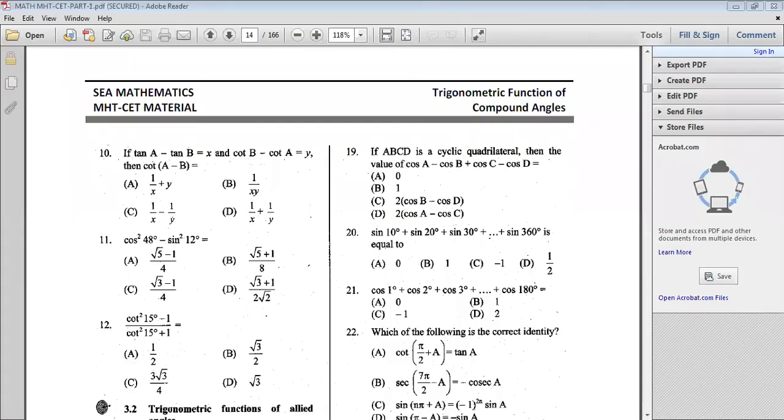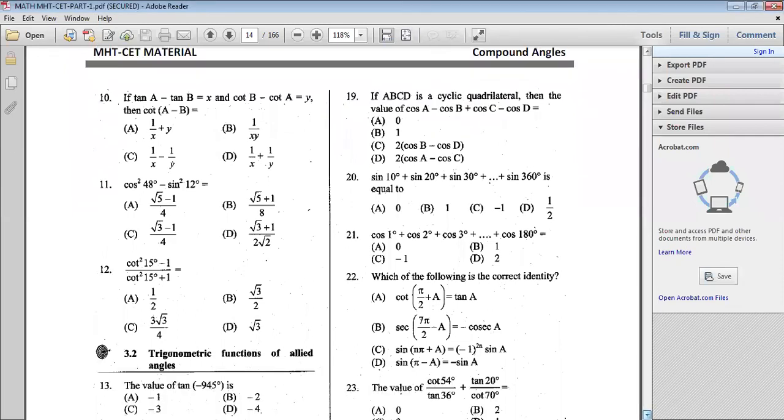Let's look at the next problem, the 20th problem. Just observe this. We have to find the value of sine 10 degrees plus sine 20 degrees plus sine 30 degrees and so on, plus sine 360 degrees. So what is the value of this? Let's understand this problem carefully.